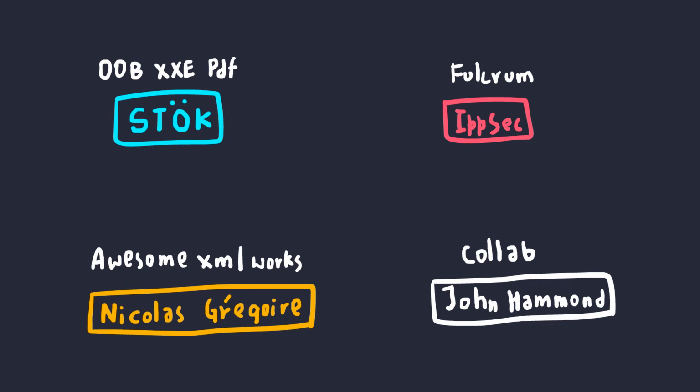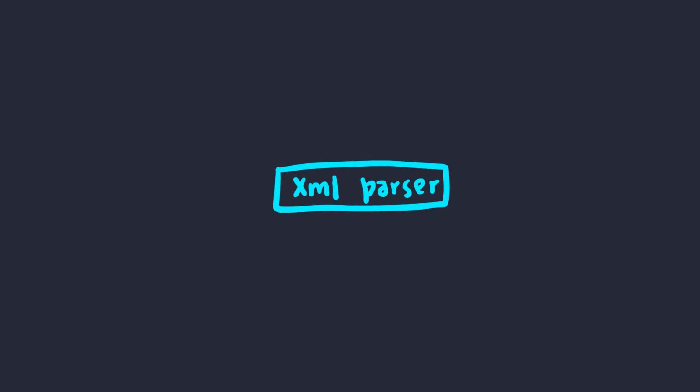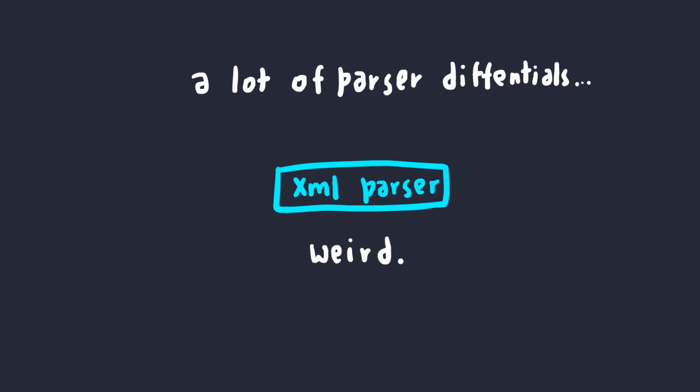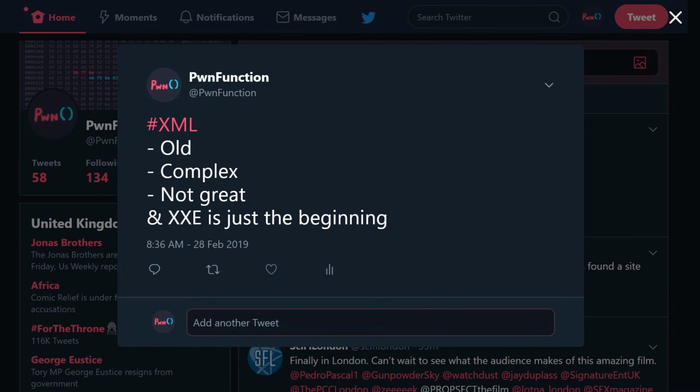I'd like to say one last thing. XML parsers are weird. Each parser behaves differently, even though there's a good specification for it. Honestly, I don't understand them. So, XML is old, XML is complex, XML is not great, and XXE is just the beginning.